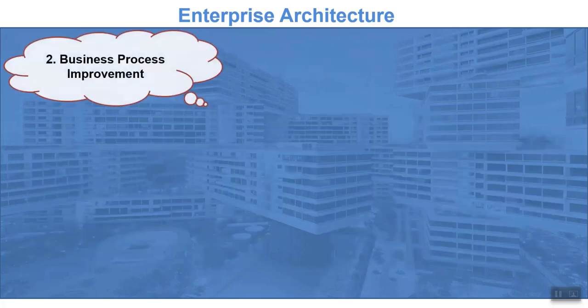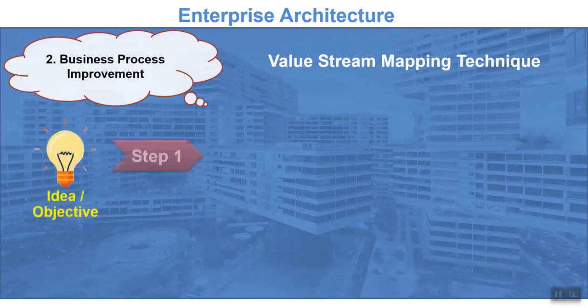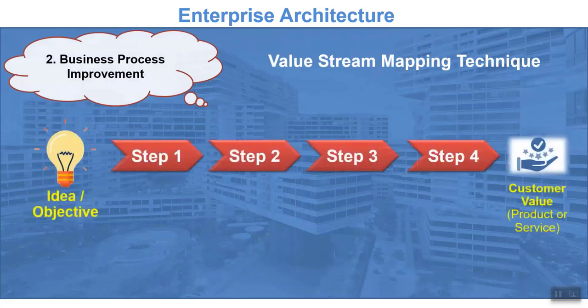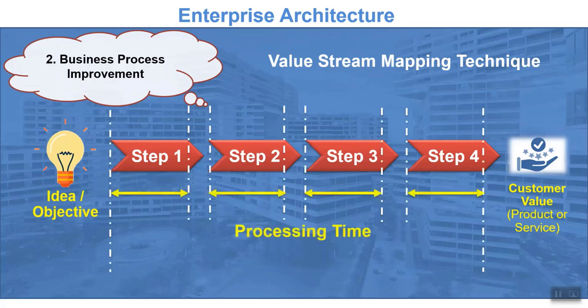Our second use case today is about business process improvement. A well-known technique for process improvement is value stream mapping. Any process will start with an objective, and then it goes through a sequence of steps to conclude this process and provide customer value. The time taken for the actual work during the process steps is called processing time, and the time taken between the steps is called waiting time.